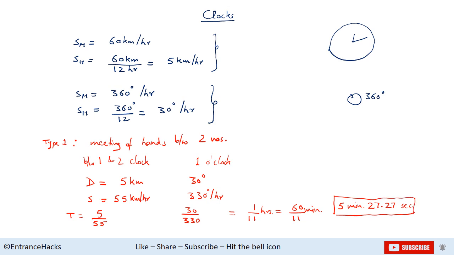So in a circle, the clock hands will meet after every 5 minutes 27.27 seconds. So next time, between 2 and 3, the clock hands will meet after 10 minutes, two times of this, so that will be 10 minutes and 54.54 seconds. So this figure we can remember.